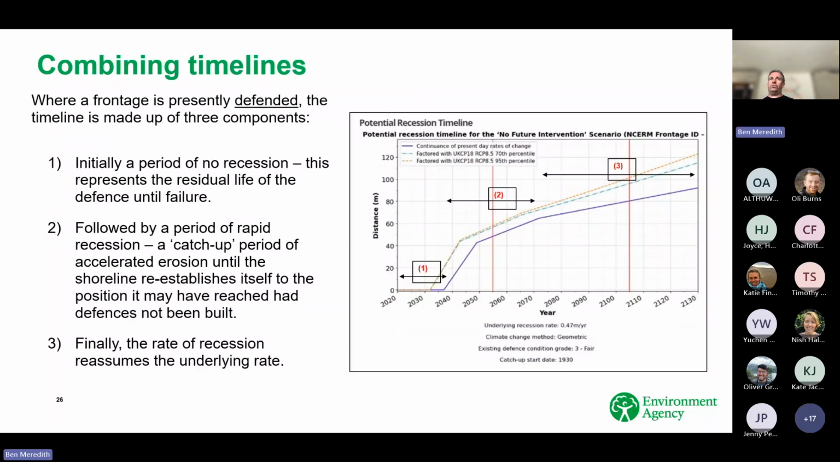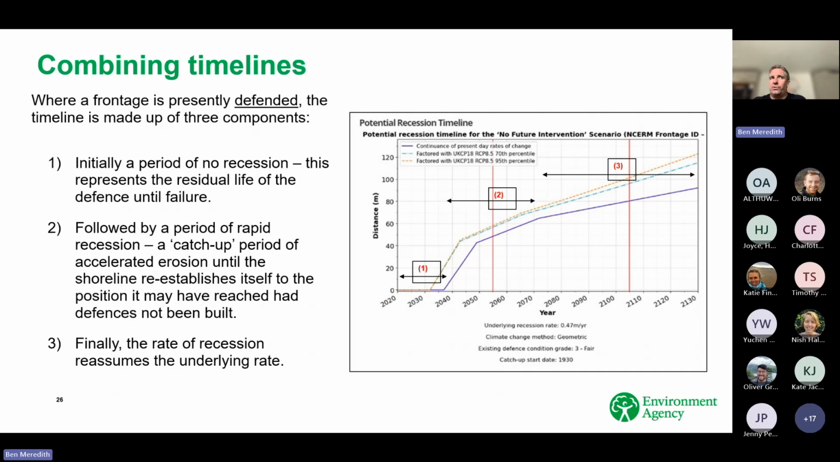So we've just gone through how we determine timelines for underlying recession and also defence failure. The next step in the process was to combine these to provide our final erosion recession distance over time. Of course, there is the added complexity of the management intents from the shoreline management plans, and we'll pick up on that in a moment.